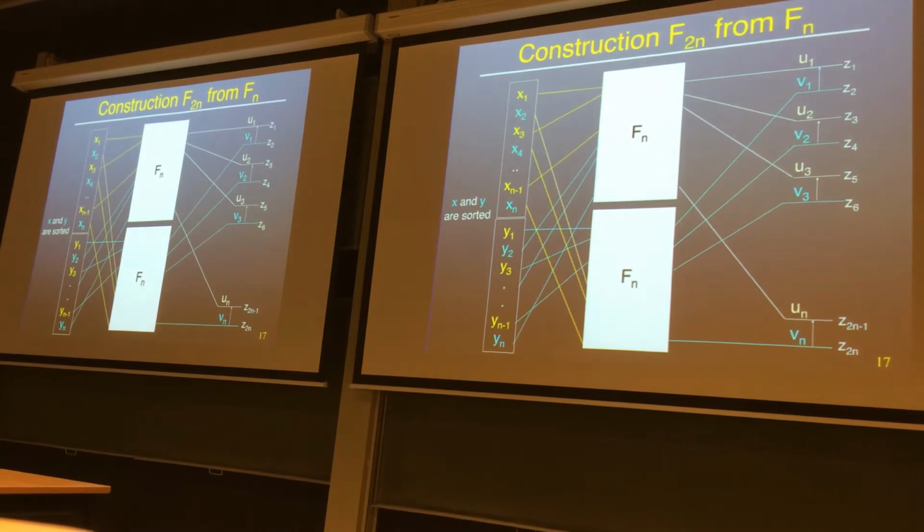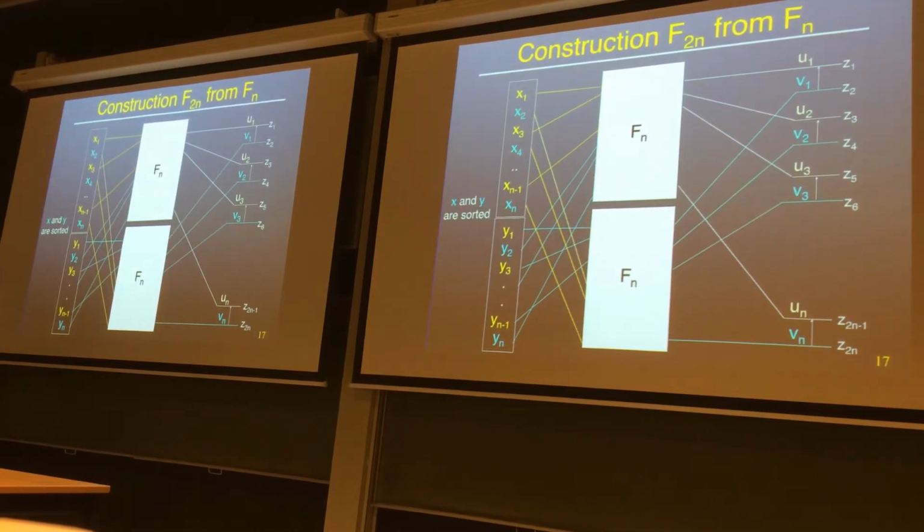Well, what we do in the proof is the following. We just assume that here there are R zeros followed by n minus R ones, and here there are S zeros followed by n minus S ones. And now the problem is the following.